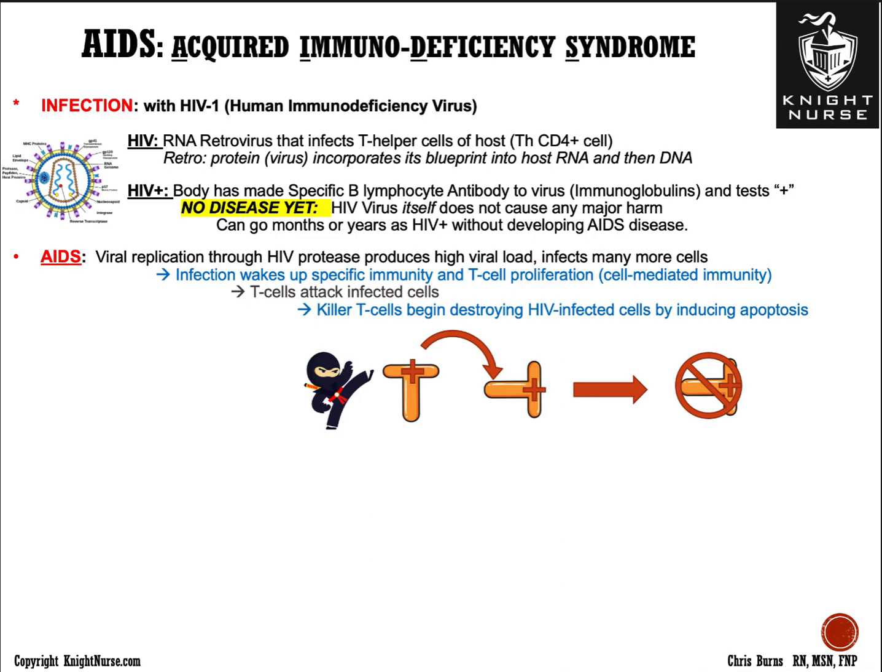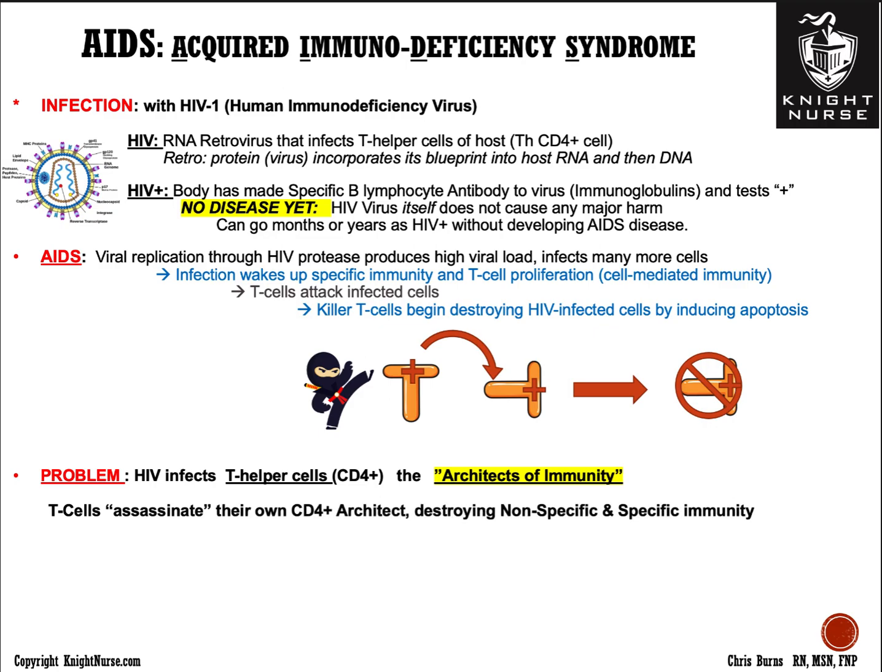But AIDS is special. The problem is HIV infects our T helper cells, our CD4 architects of immunity. This causes a big problem. The T cells, in essence, assassinate their very own CD4 T helper cell architect, and this destroys nonspecific and specific immunity.